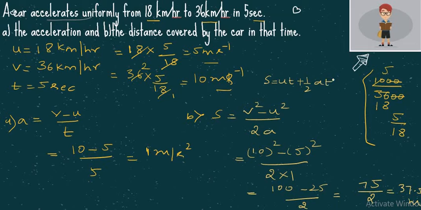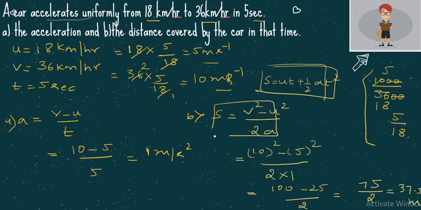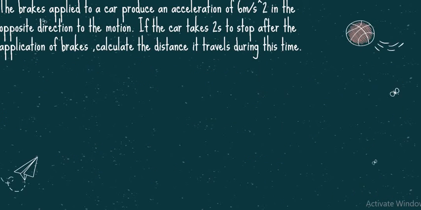square. Also you can take one more formula. You can take both the formulas and solve, and we'll get the same answer. So this is how I can find the acceleration as well as the distance. I hope you have understood this problem.